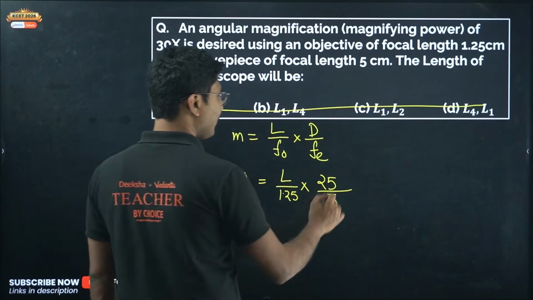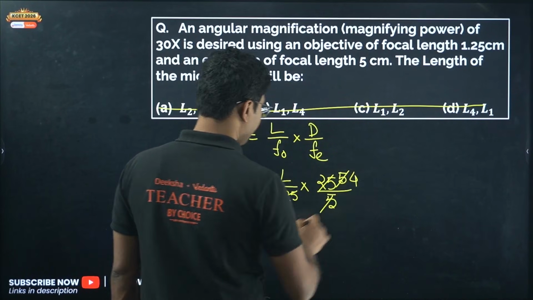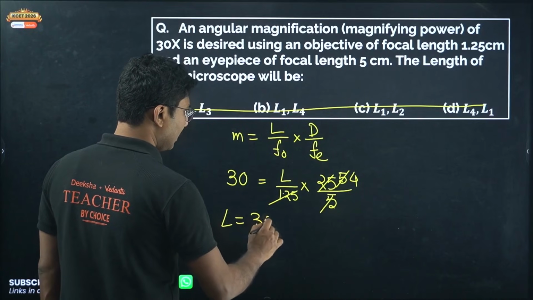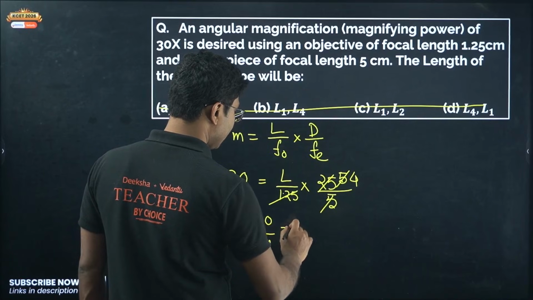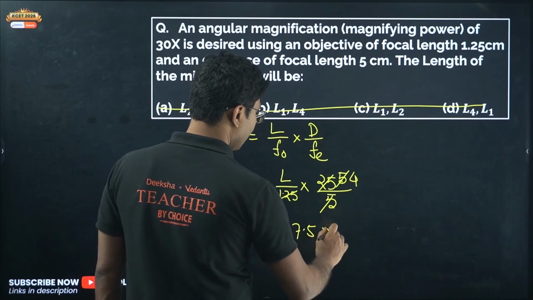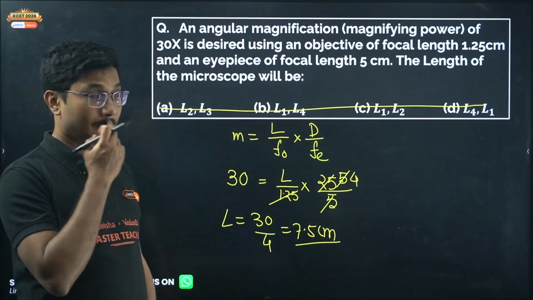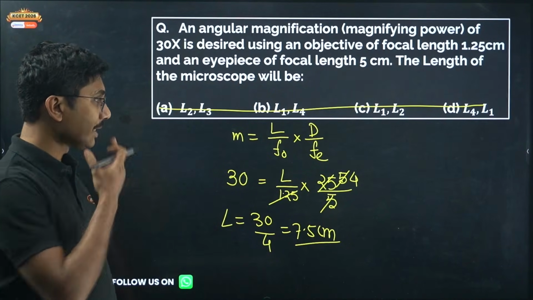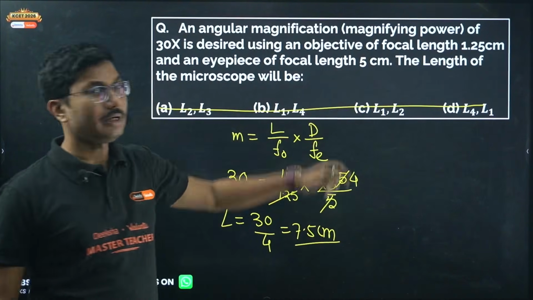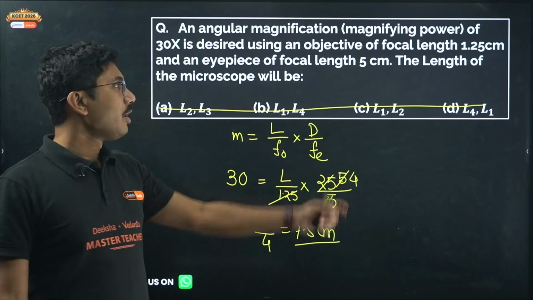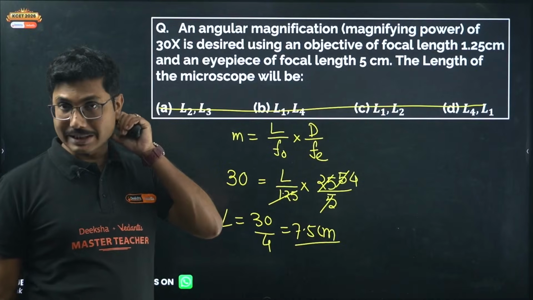Simple calculation: 5 fives are 25, and we get 4. So L will be 30 divided by 4, which is 7.5 centimeter. 7.5 centimeter should be the length of the microscope. Now remember, in the case of a microscope, you cannot add the two focal lengths to get the length. For a telescope, if you add the two focal lengths, you will get the exact length. For a microscope, that is not the case.